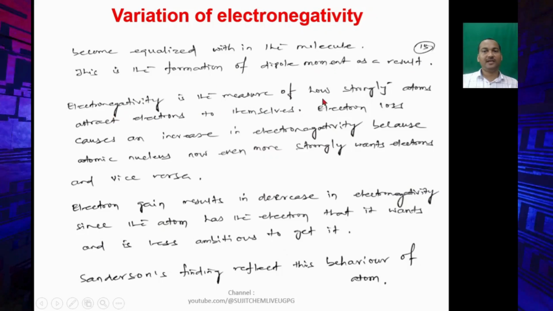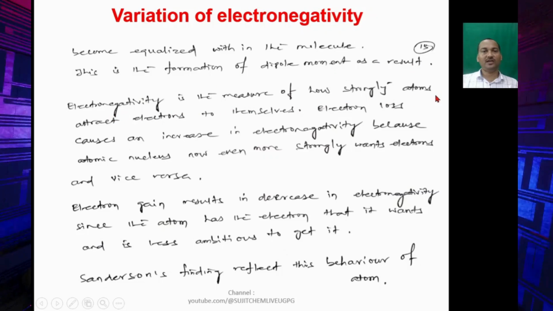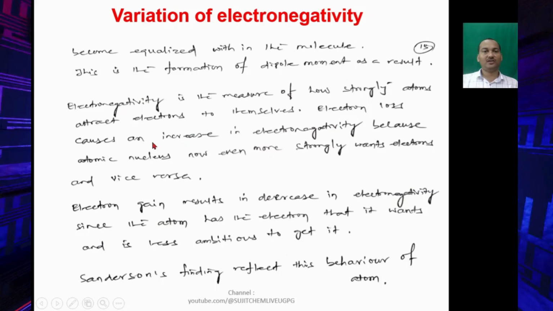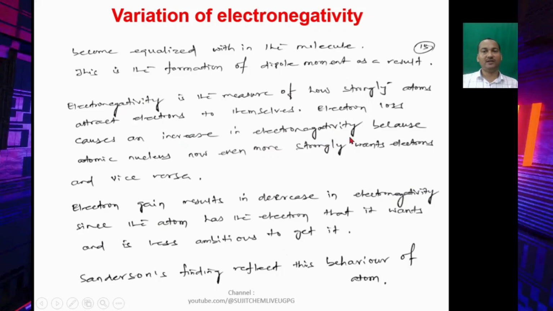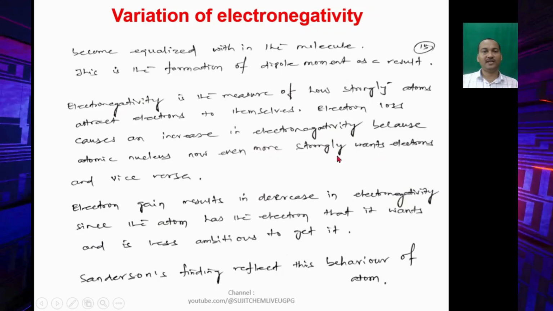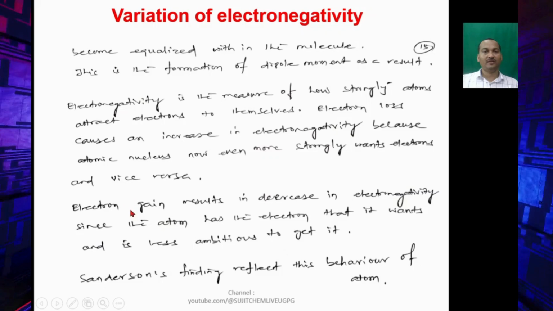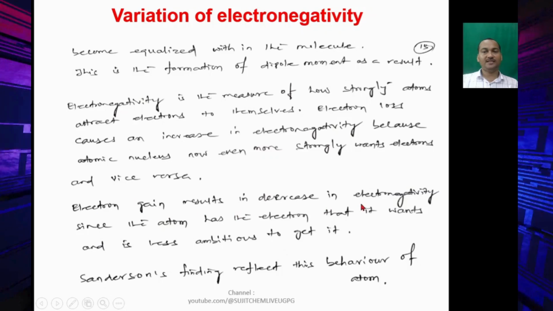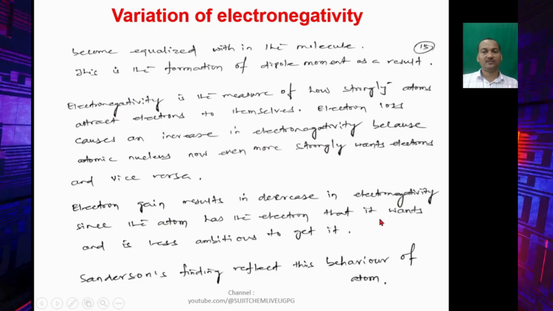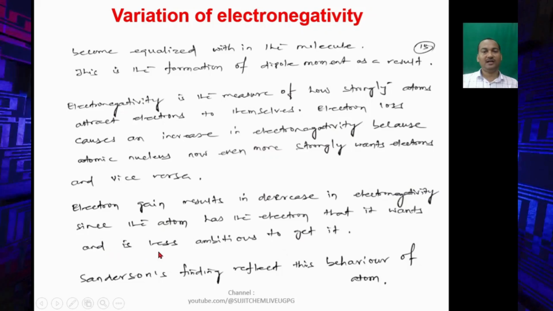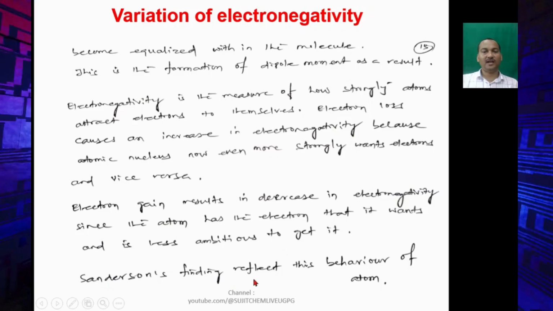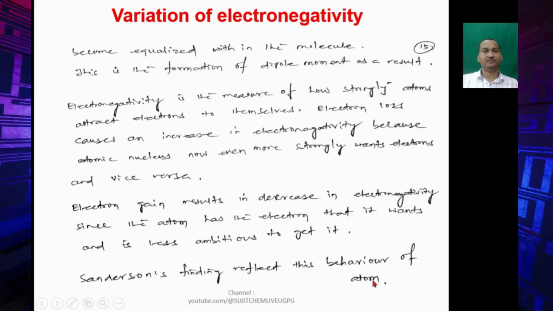Electronegativity is the measure of how strongly atoms attract electrons towards themselves. Electron loss causes an increase in electronegativity because the atomic nucleus now even more strongly wants electrons, and vice versa. Electron gain results in a decrease in electronegativity since the atom has the electron that it wants, and it is less ambitious to get more. So Sanderson's findings reflect this behavior of atoms.